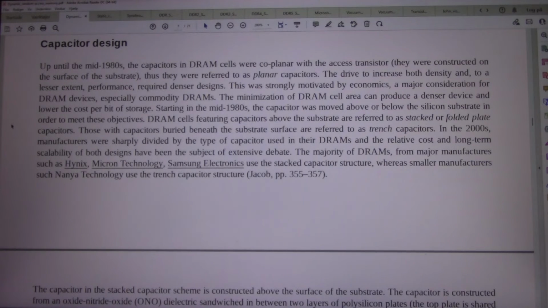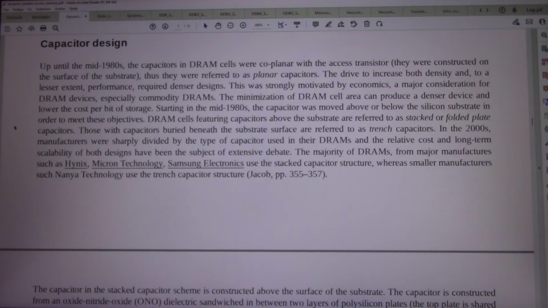Starting in the mid-1980s, the capacitor was moved above or below the silicon substrate in order to meet these objectives. DRAM cells featuring capacitors above the substrate are referred to as stacked or folded plate capacitors. Those with capacitors buried beneath the substrate surface are referred to as trench capacitors. In the 2000s, manufacturers were sharply divided by the type of capacitor used in their DRAMs, and the relative cost and long-term scalability of both designs have been the subject of extensive debate.